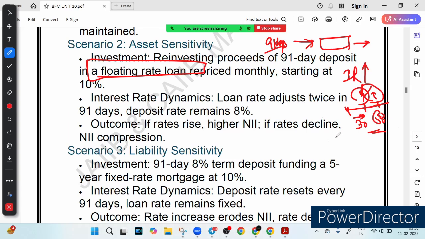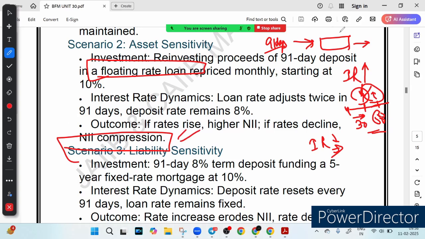Now suppose the interest rate decreases. Obviously the loan rate will drop, but the deposit cost remains the same, reducing the bank's profit margin, and this is called NII compression. Here you can see NII compression, right? And the bank needs to watch out for this. So this is the second scenario we talked about.